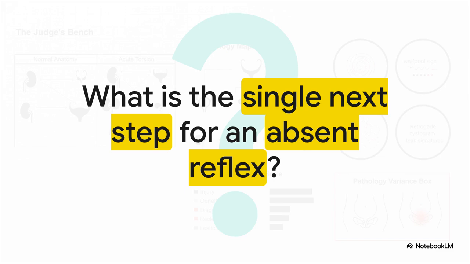Vignette 1. A 14-year-old male is awakened by sudden severe right testicular pain. He experienced a minor bump to the groin during a soccer game 2 days ago. On exam, the right testis is high-riding with a horizontal lie. Stroking the medial right thigh elicits no movement of the testis. I want you to actively filter this. What is the single next step?